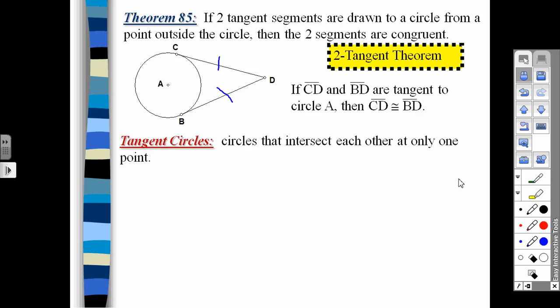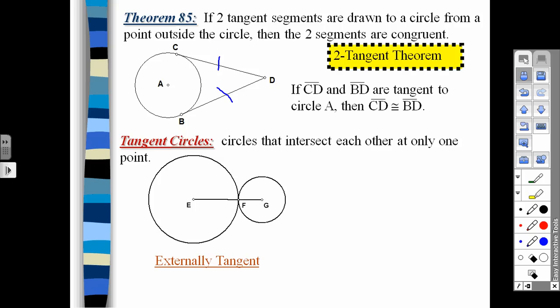All right, tangent circles. So circles that intersect each other at exactly 1 point. So it doesn't just have to be a line that's tangent to a circle. You can have 2 circles being tangent to each other. And there's actually 2 different ways that circles can be tangent to each other.